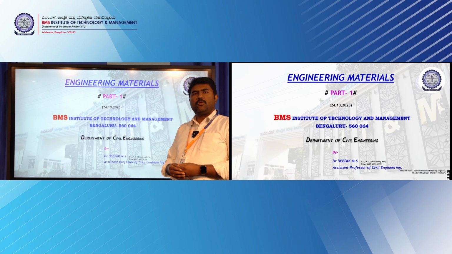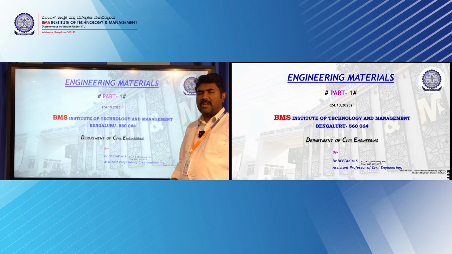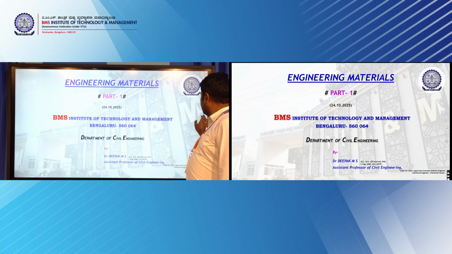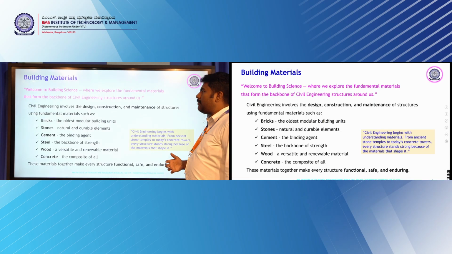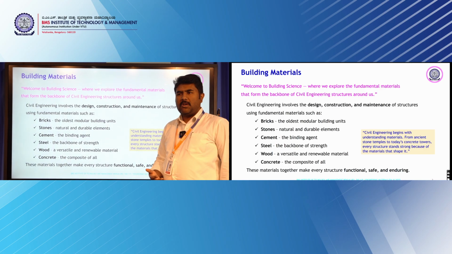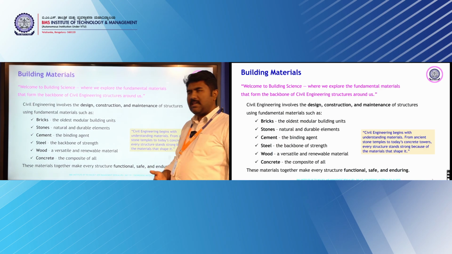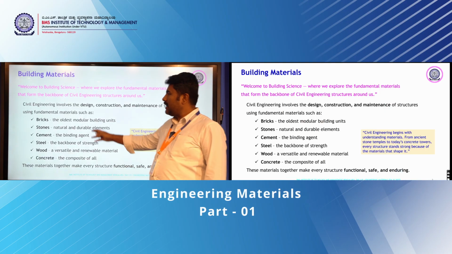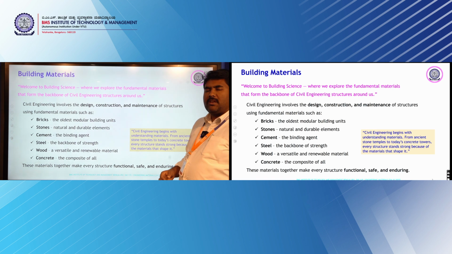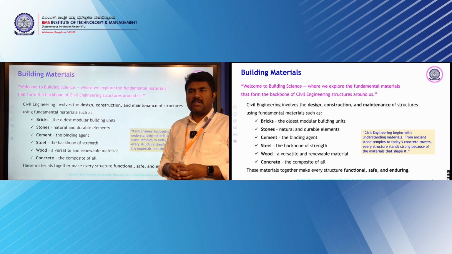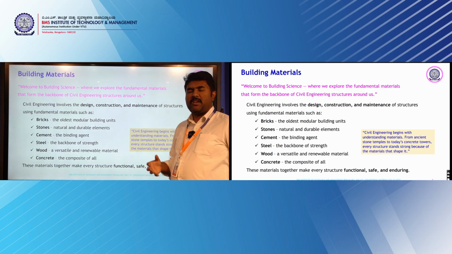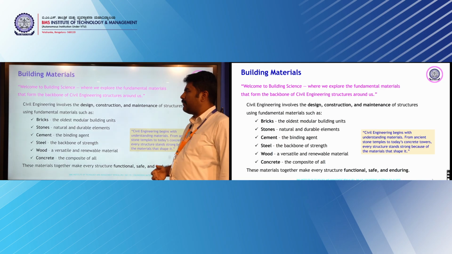Today we are going to see about the engineering materials, or we can say building materials, that are involved in the construction. So building materials here, as per normal people, we have to understand a few of the basic building materials. They are bricks, stones, cement, steel, wood and concrete. So civil engineering, though we say it has construction as a major unit, we have to involve these basic materials for construction of the buildings.